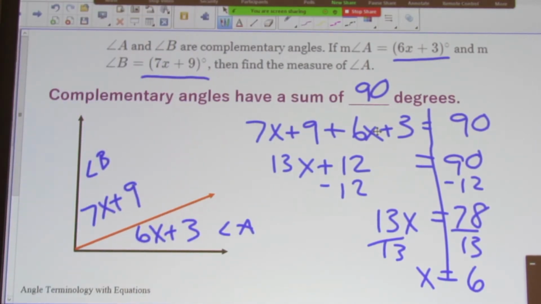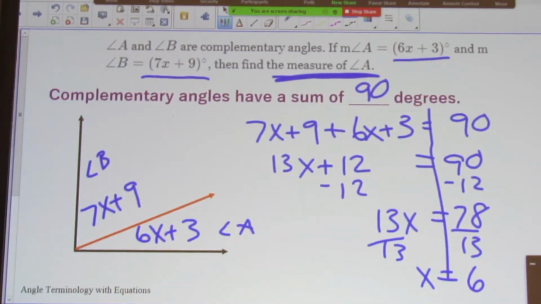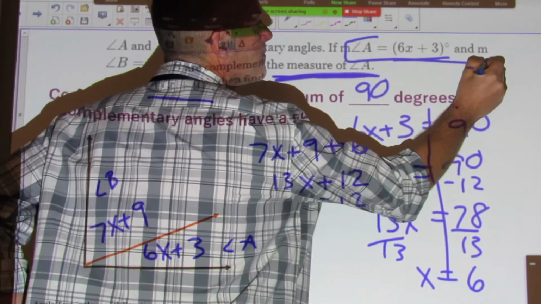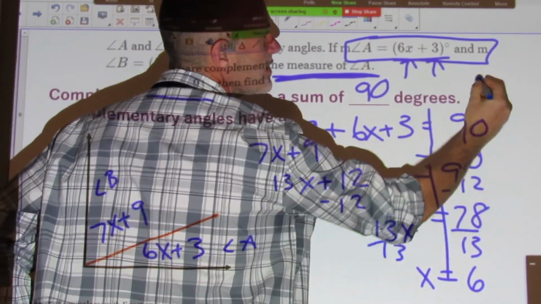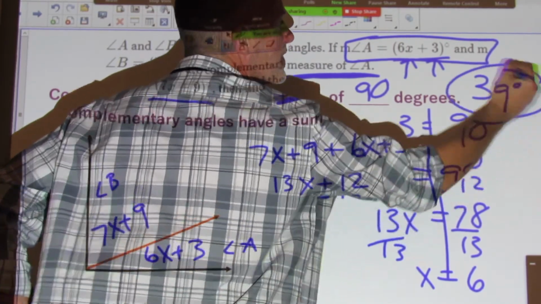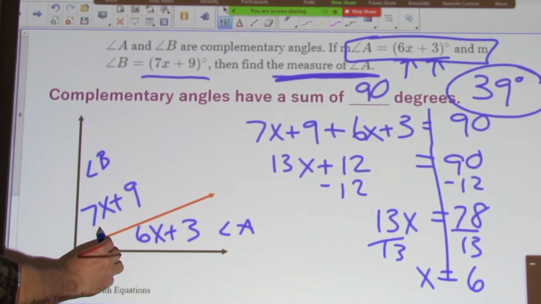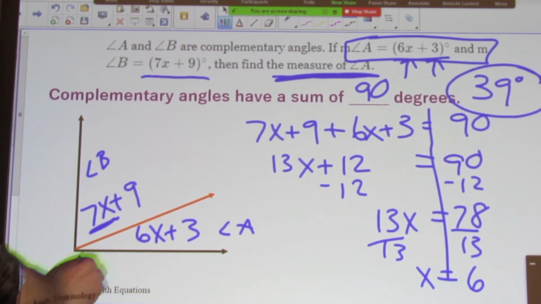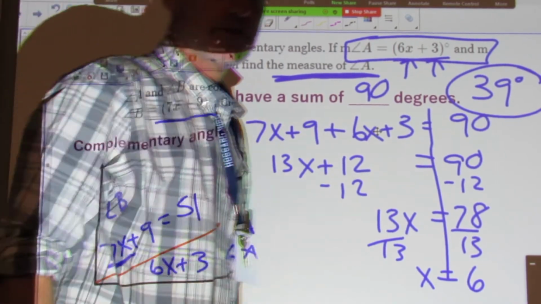Again, don't answer 6 in Delta or on any big test. Answer the question. Angle A is this one. 6 times 6 is 36, plus 3 is 39. So when I put my 6 into this one, I should get 51 to be a total of 90 degrees. When I put 6 in for x here, I get 42 plus 9, as expected, 51.